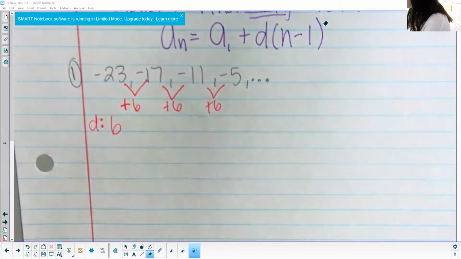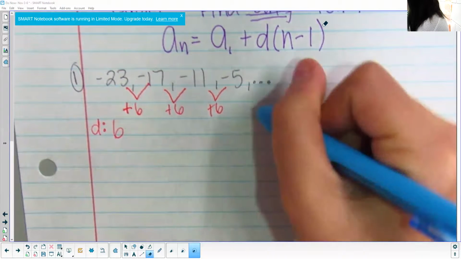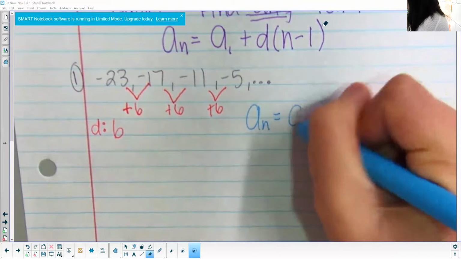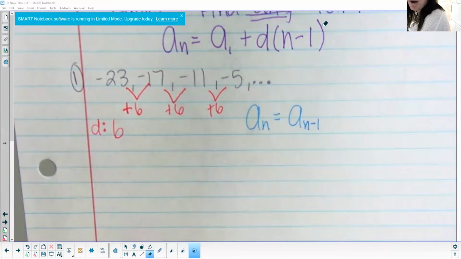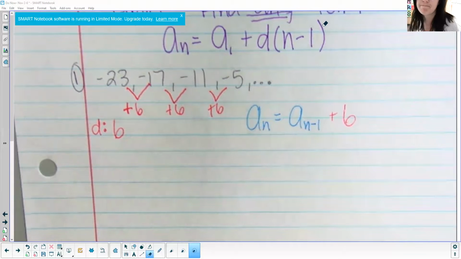Now, we can write our recursive rule here to find the next term. My recursive rule is just going to be like this. A sub n doesn't change. A sub n minus 1, my previous term, doesn't change. The only thing that changes is my difference, plus 6.